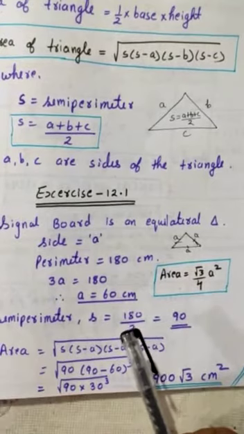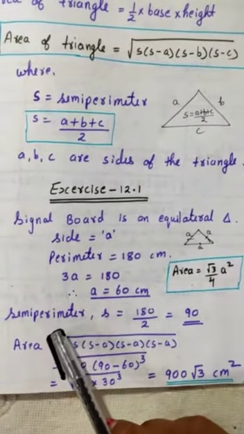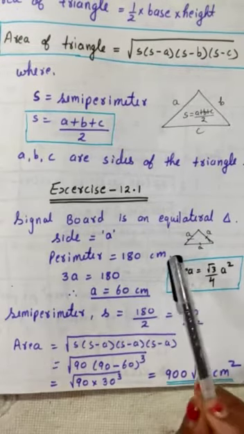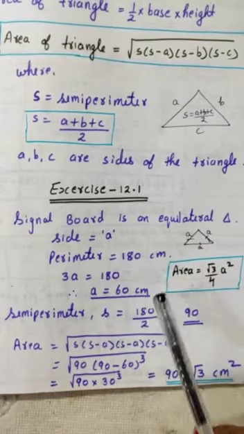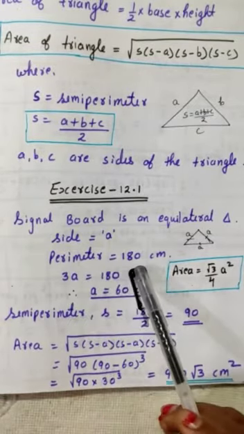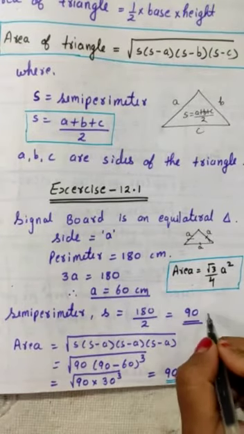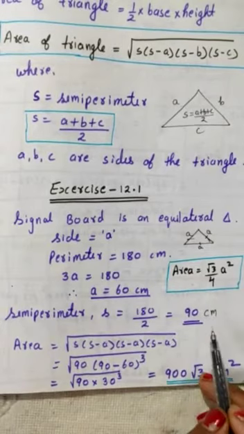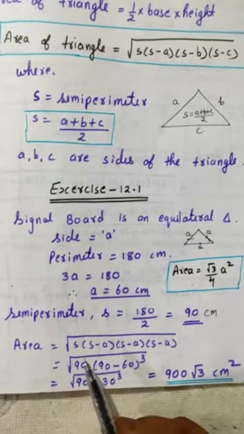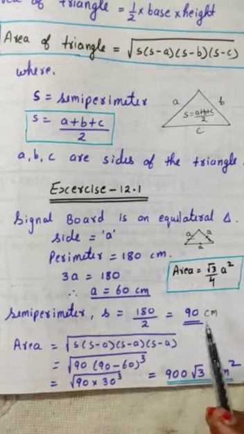For calculating area, first of all we need the semi-perimeter, and as we know, semi-perimeter is just half of the perimeter. So you do not need to add the three sides again and divide by 2. Directly the perimeter is given as 180 centimeter, half of it will be 90 centimeters. So the semi-perimeter is 90 centimeter, and now just put the values of s and a. a is 60 and s is 90.